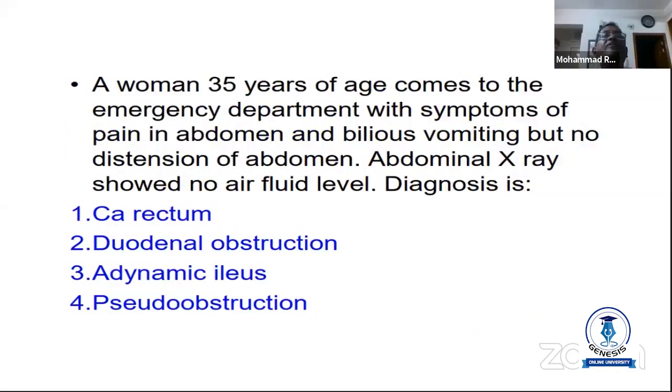A woman of 35 years of age comes to you in the emergency department with symptom of pain in the abdomen and bilious vomiting due to the distension of abdomen. Abdominal X-ray showed no air fluid level. What is the diagnosis? Anyone?